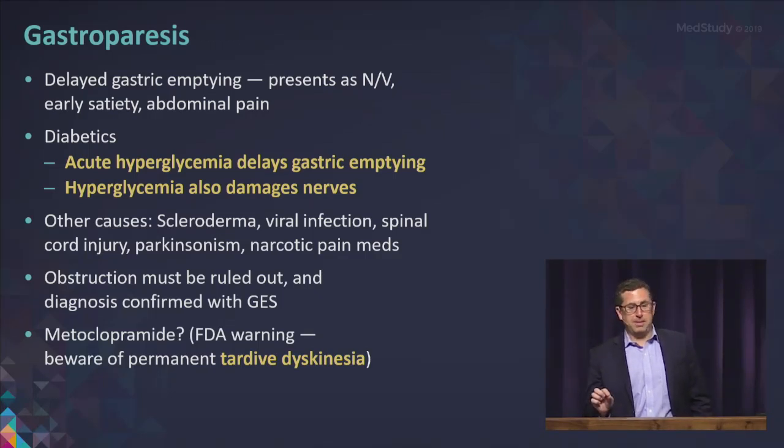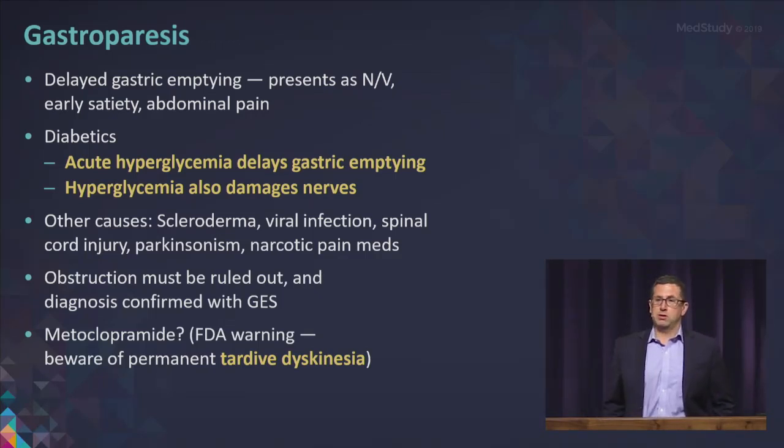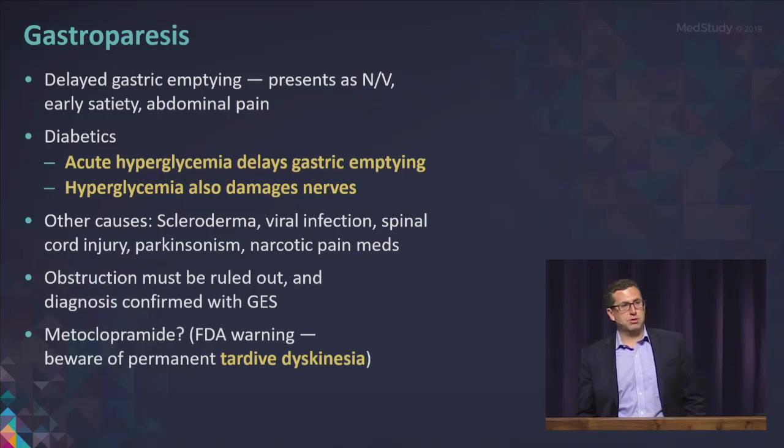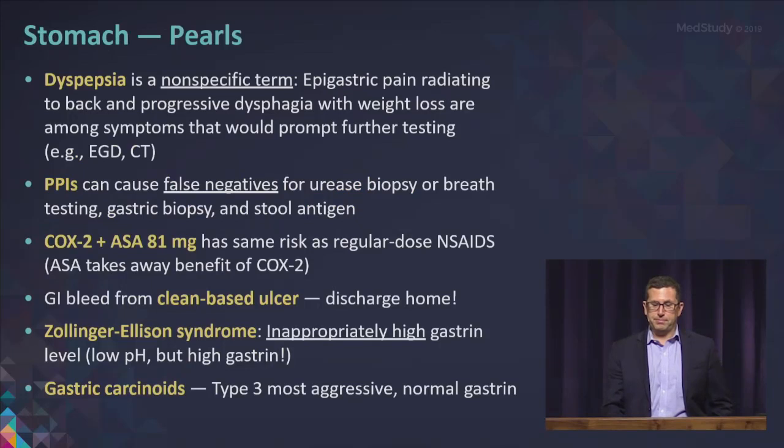Gastroparesis is not just seen in diabetics, however. It could be seen in scleroderma and even viral infections. So some people get a post-viral gastroparesis that could go on for months to years, and they don't have diabetes. Obviously, you need to rule out obstruction, make sure there's nothing at the pylorus that's blocking things. And then the classic treatment for this would be Reglan, but you have to be careful because of tardive dyskinesia, which I'm sure everybody knows about, so there's a black box warning for that.